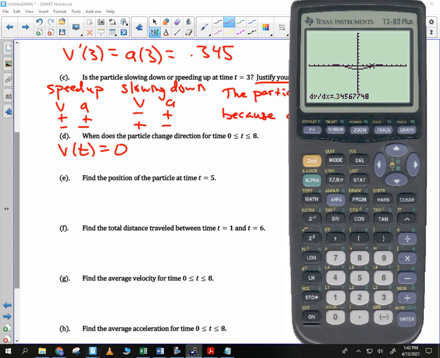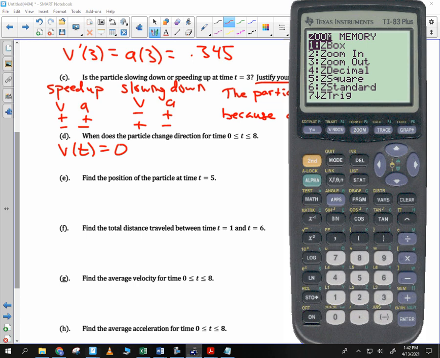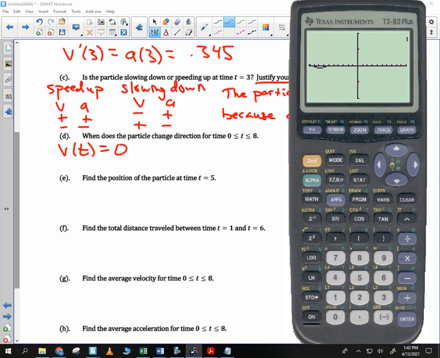I look at my calculator. I'm going to change my window so I can see better. I'm going to create my y minimum to be -2 and +2. And I look at my graph. And I'm looking between 0 and 8. Does this thing ever cross the x-axis between 0 and 8? Yes. How would I find that spot? Second, calculate 0. I choose number 2. Left bound, enter. Right bound, enter. Enter on guess. And I get time is equal to 3.141.